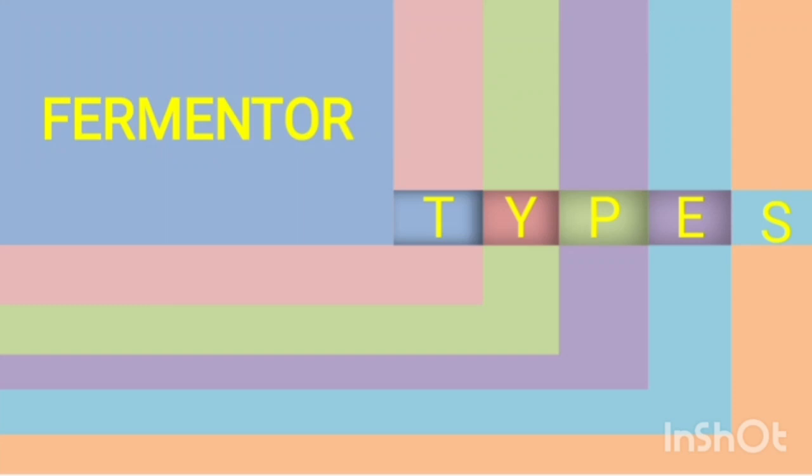Hi everyone. Today we will be talking about different types of fermenters. We have already discussed what is a fermenter, what are the parts of fermenter and its functions. The topic is under the paper Industrial Microbiology. From this video you will get a quick overview on a few types of fermenters.